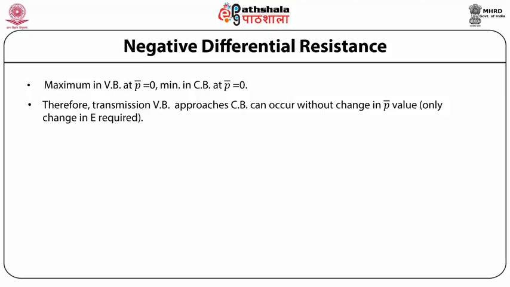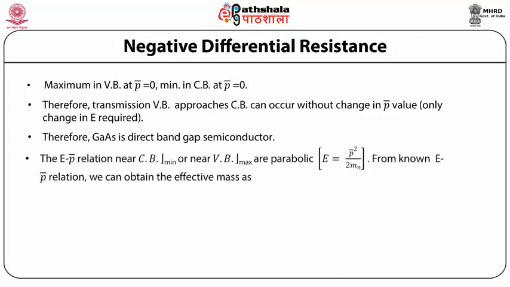Therefore, a transition from the valence band to the conduction band can occur without any change in the P bar value, with only a change in E required. Therefore, gallium arsenide is a direct band gap semiconductor. The E-P bar relations near the conduction band minimum or near the valence band maximum are parabolic, that is E equal to P bar square by 2Mn.